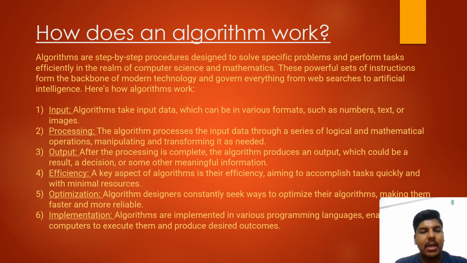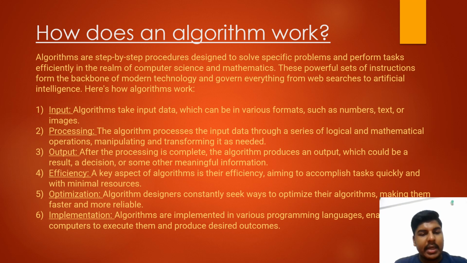Processing. The algorithm processes the input data through a series of logical and mathematical operations, manipulating and transforming it as needed. So the processing is based on the logic that we used in the program, and it is the main part of the program and the algorithm used. Output. After the processing is complete, the algorithm produces an output which could be a result, a decision, or some other meaningful information. After processing the logic and performing the code execution, we get the output.